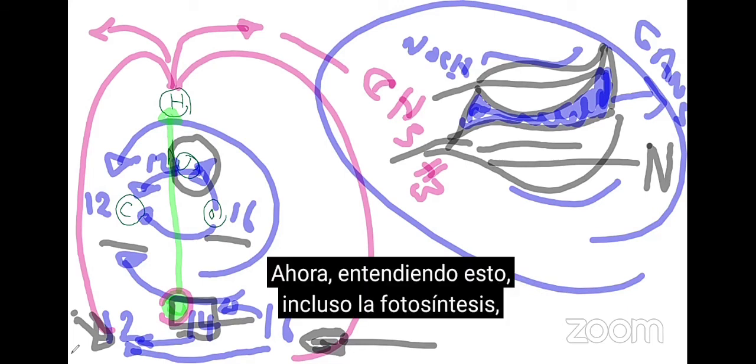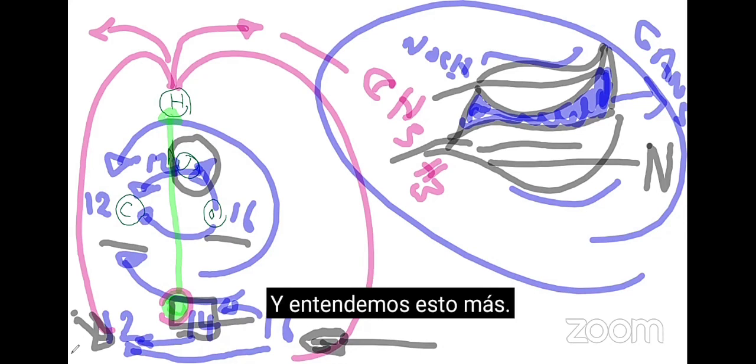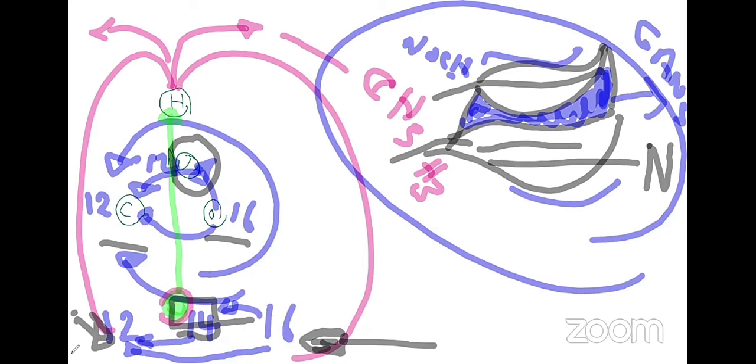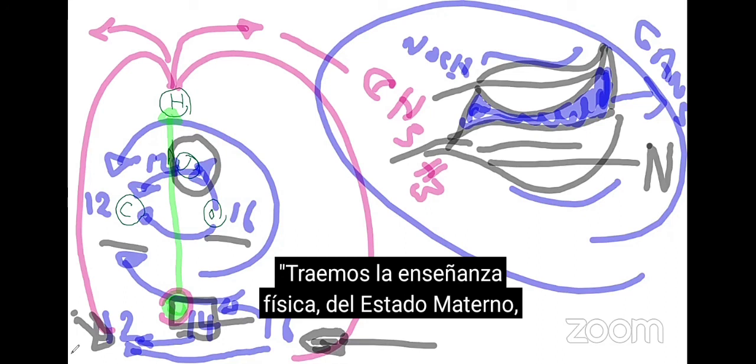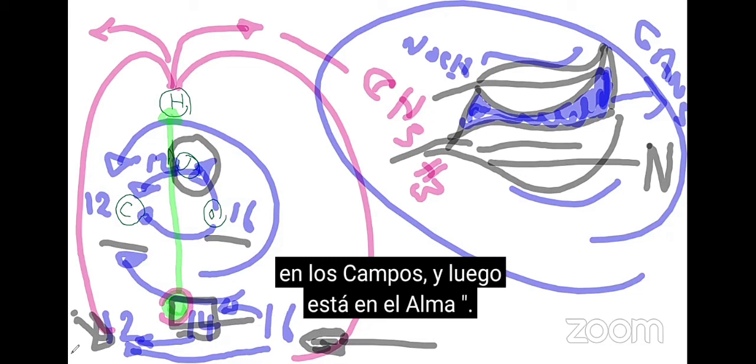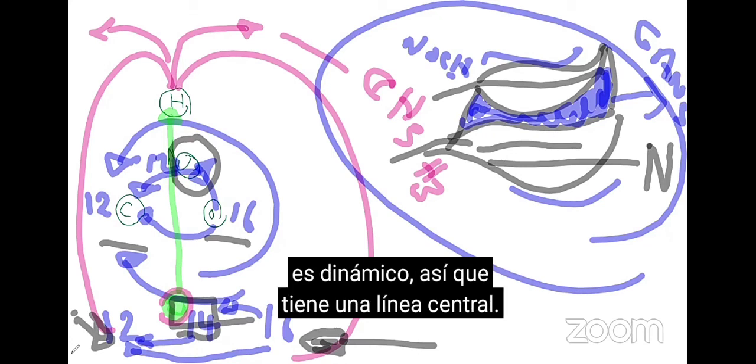Now, understanding this, even photosynthesis becomes meaningless. It's field strength interaction, and we understand this more. This is a total part of the structure of what I said. We bring the physical teaching of the matter state into the field, and then it is in the soul. Because a plant has a soul, because it interacts, it's dynamic, so it has a center line.